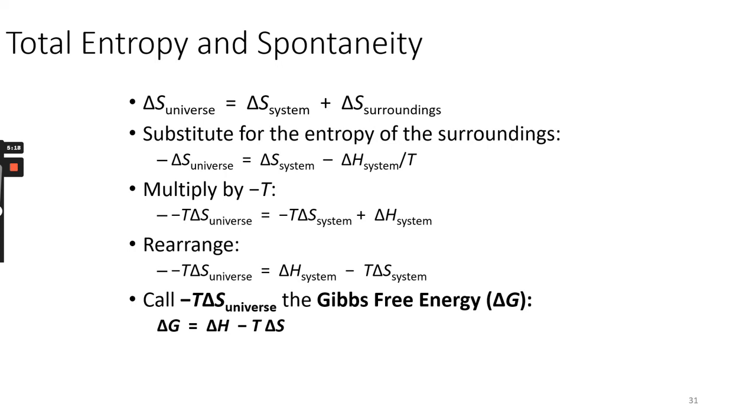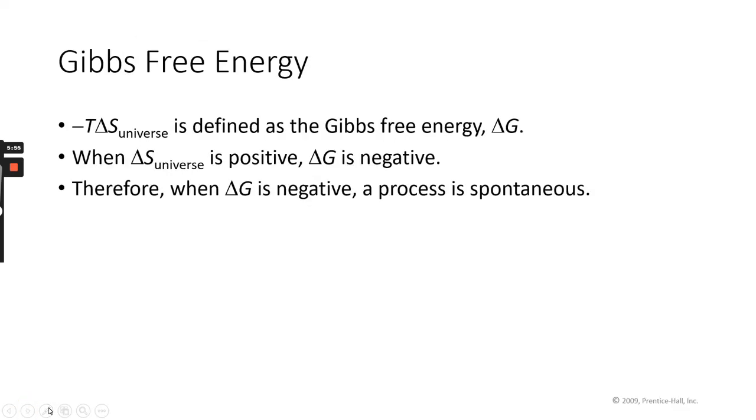Then we're going to multiply both sides by a negative T. And then we're going to rearrange and basically put this new term in, delta G, which is Gibbs free energy here, and substitute that in where we see a negative T times the delta S. Okay, so here we get Gibbs free energy. Delta G equals delta H minus T delta S, where T here is in Kelvin. So it gives free energy. Again, it's equal to negative T times the delta S of the universe. It is defined as Gibbs free energy, delta G.